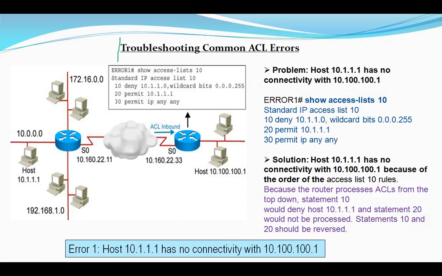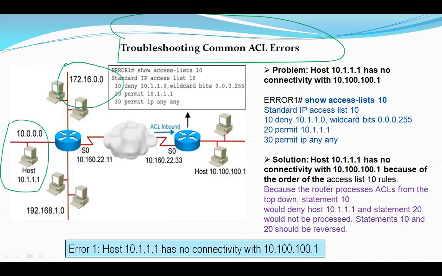Now we will see some troubleshooting situations, troubleshooting common ACL errors. I have a situation here. I have configured like this. I have the 10.1.1 network this side, the 172.16 network this side, and the 10.1.22 network this side, and again I have this host this side, 10.100.100.1, and the 192 network this side. Now I have configured one ACL on this router, but I'm getting an error.